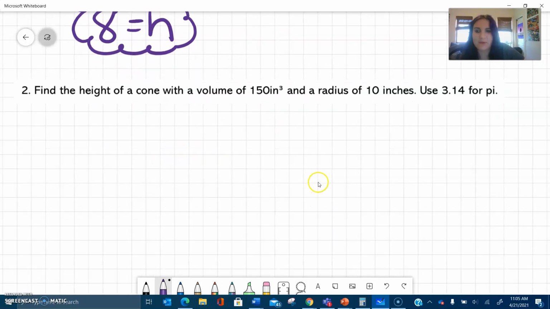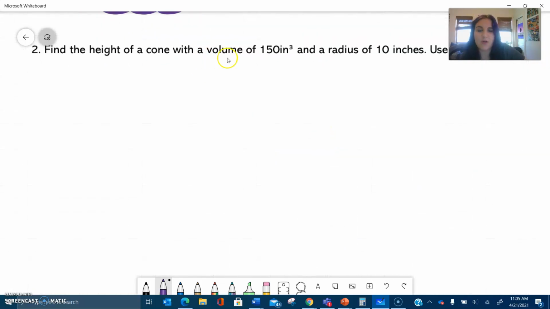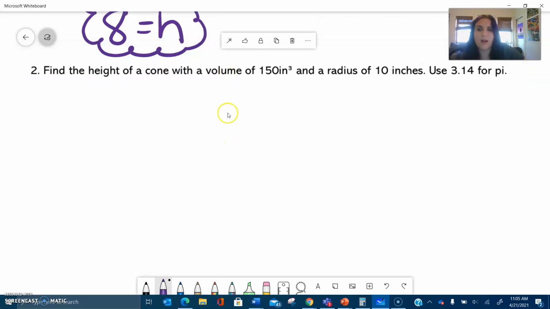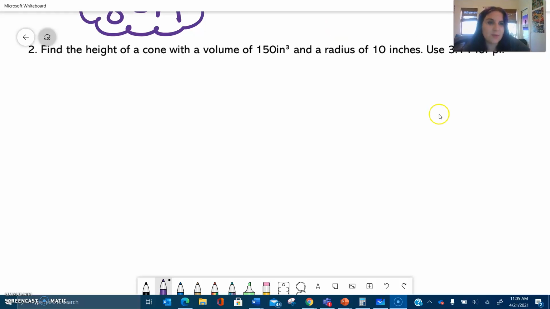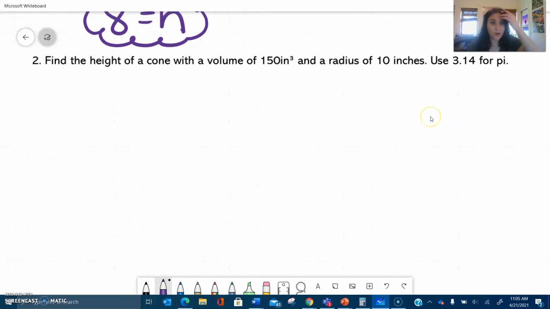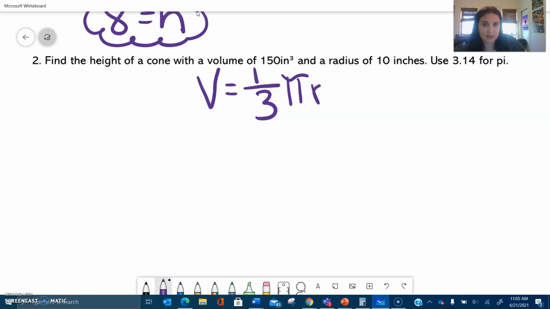Now in the next example, we're going to find the height of a cone with the volume of 150 inches cubed and a radius of 10 inches. And this problem says to use 3.14 for pi. So we're going to substitute the pi with 3.14. So the volume of a cone, volume equals 1/3 times pi times r squared times h.